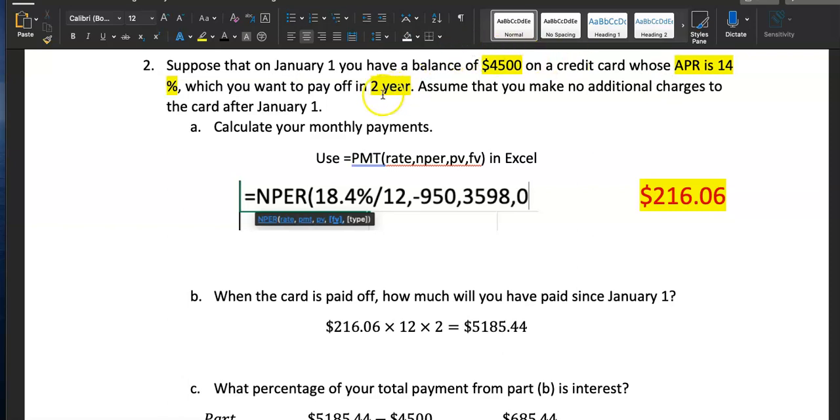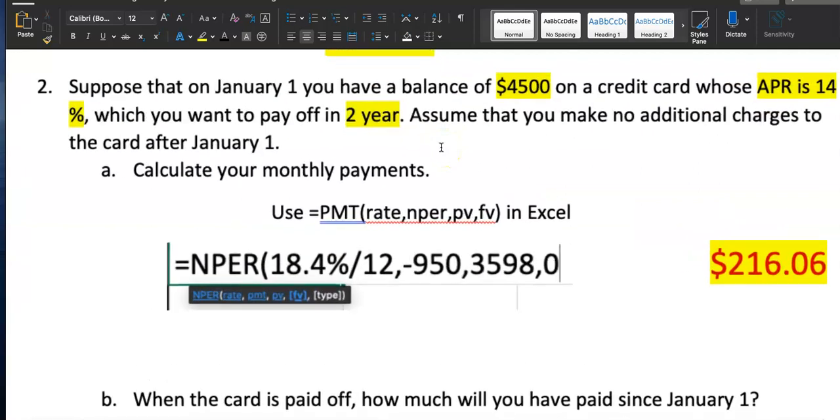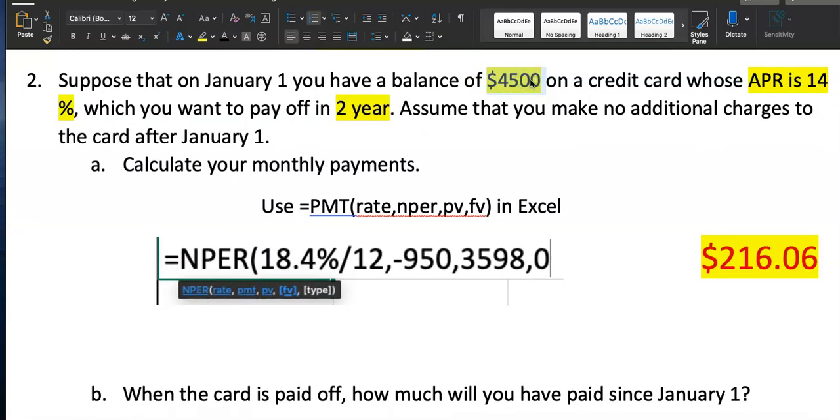Okay, which you want to pay off in 2 years. Now, this is very realistic, don't you think? Now, you owe $4,500 and you want to pay this off as soon as you can, because the longer you have it left, the more interest is going to accrue, and you're going to end up paying more if you don't pay it off soon enough. So you want to pay this off in 2 years. That's your goal. Assume that you make no additional charges to the card after January 1. Now, that is a commitment. You're like, I am not spending on my credit card. You put it in the freezer, you cut it up, you're not going to use it anymore. I'm just going to pay this off. But then the question is, if I want to be done with this debt, how much should I be paying in 2 years? What's going to be my monthly payment?